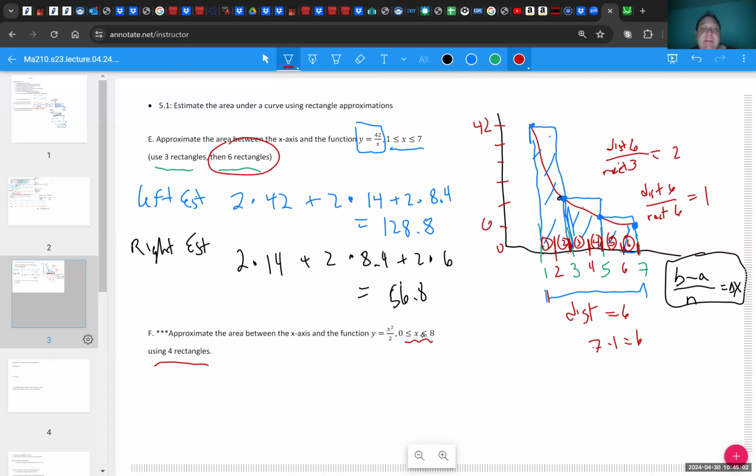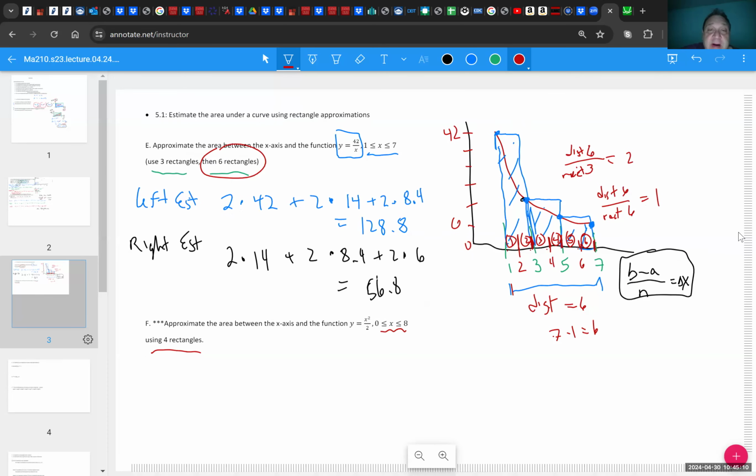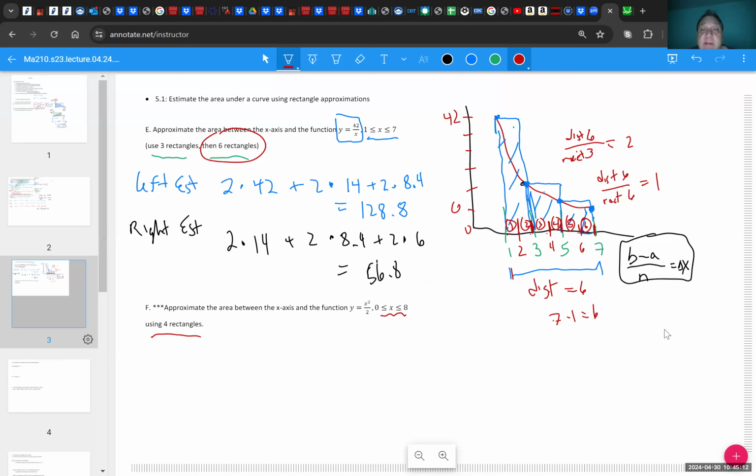So here's a great time to pause the video and give this a try. See if you can come up with left-hand endpoint and/or right-hand endpoint estimates for the area. I'm going to pause the video, write up my solution, and then I'll come back and show you what I got. And you can compare your answer to mine. All right.